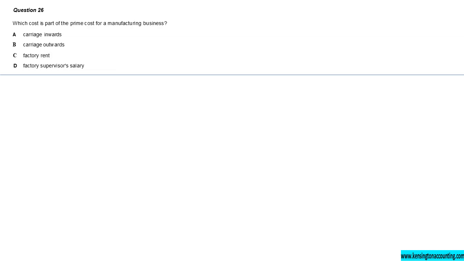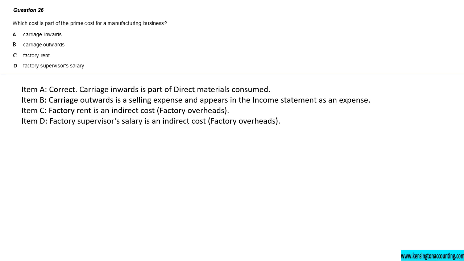Question 26 is about manufacturing accounts. Which cost is part of the prime cost for a manufacturing business? Carriage inwards, particularly if it is to do with the purchase of direct materials, is correct. Carriage outwards, no, this is carriage paid on delivery to customers. It is a selling expense, and therefore it appears as an expense in the income statement. It is not an item in the manufacturing account.